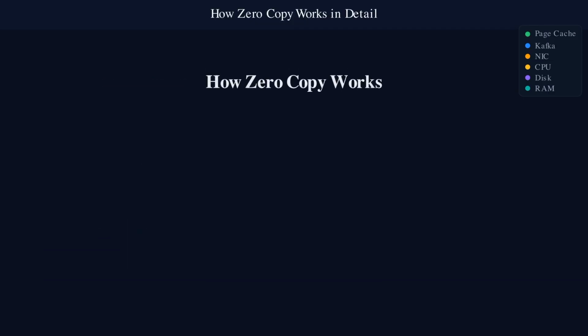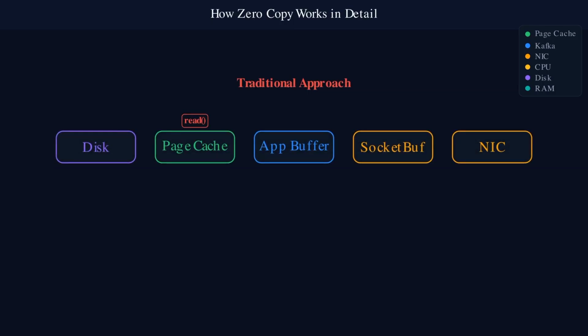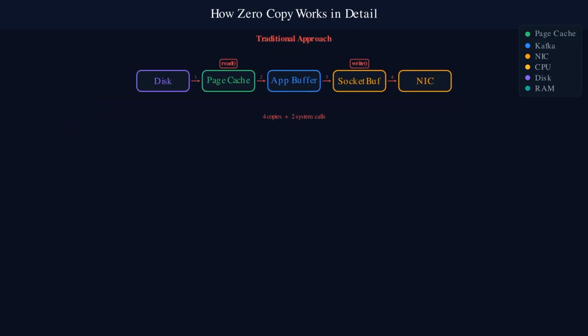Let's look at how zero copy works in detail. In the traditional approach, when a consumer requests data from Kafka, the broker makes a read system call. The OS copies data from disk into page cache, then from page cache into Kafka's user space buffer. Kafka then makes a write system call, copying data from its buffer into the socket buffer, and finally the OS copies it to the network card.